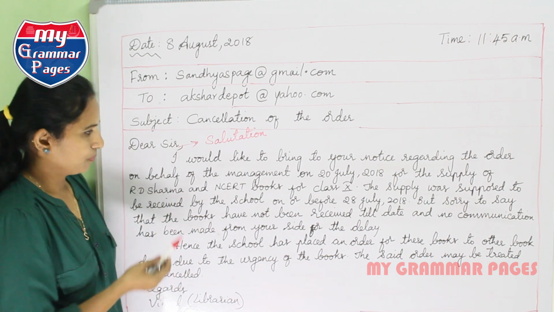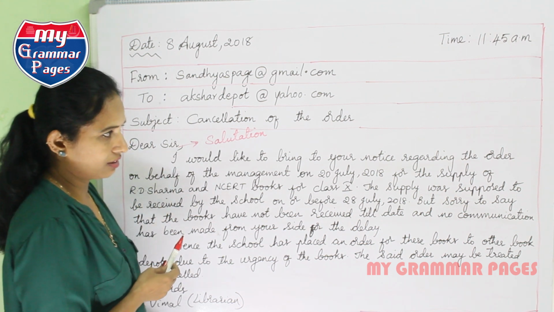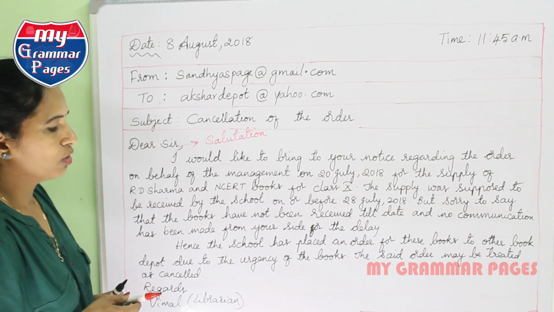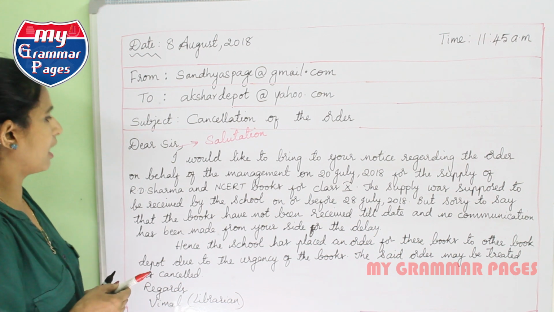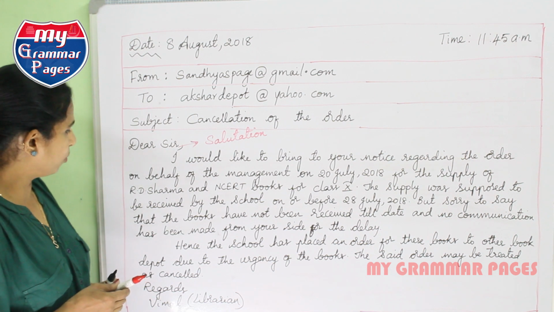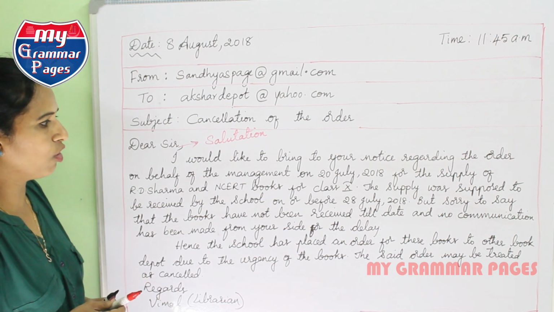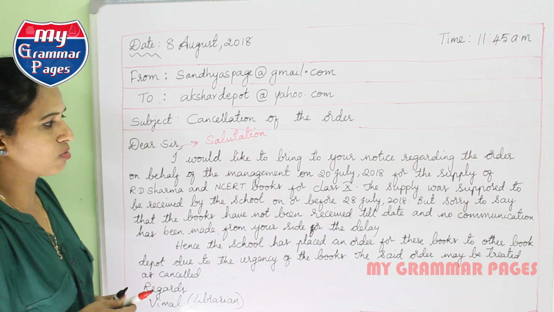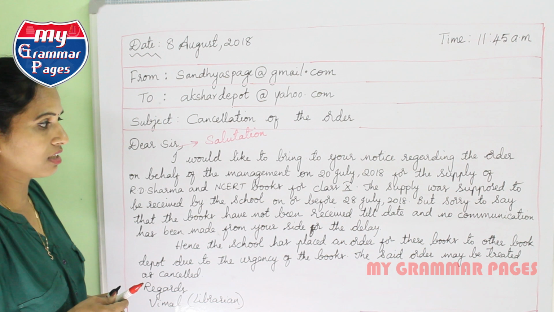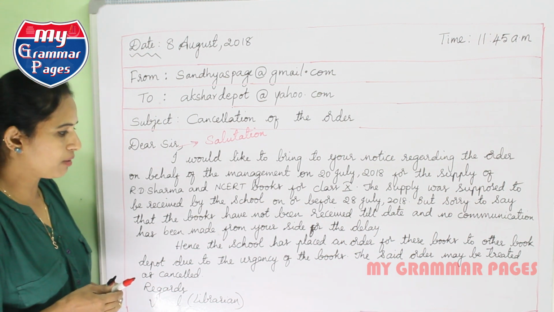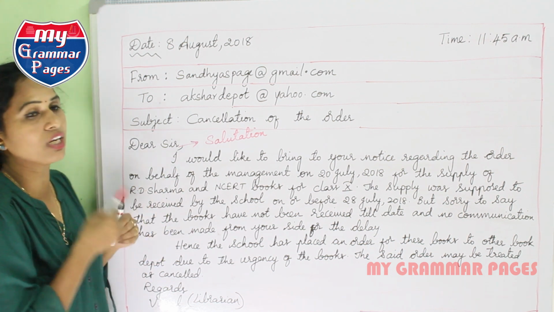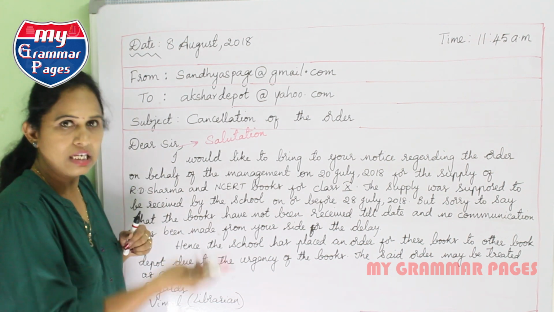Let me read out the letter for you. I would like to bring to your notice regarding the order placed on behalf of the management on 20th July 2018 for the supply of R.D. Sharma and NCERT books for class 10. The supply was supposed to be received by the school on or before 28th July 2018. But sorry to say that the books haven't been received till date and no communication has been made from your side for the delay. So till here we have mentioned what we were supposed to inform the opposite person.